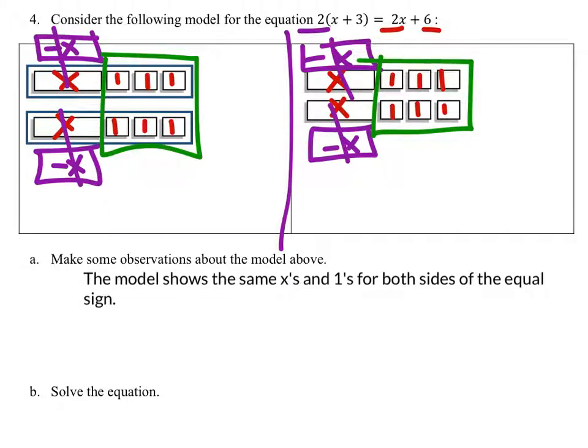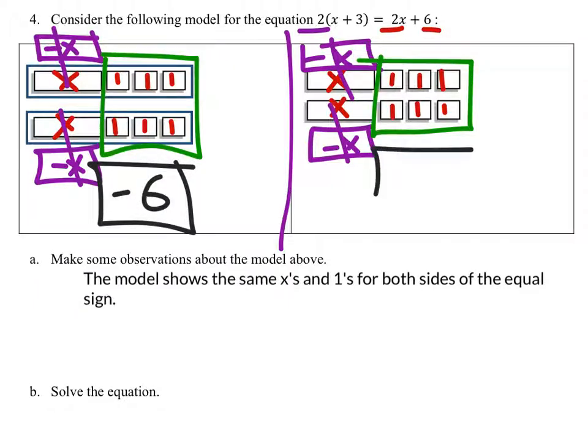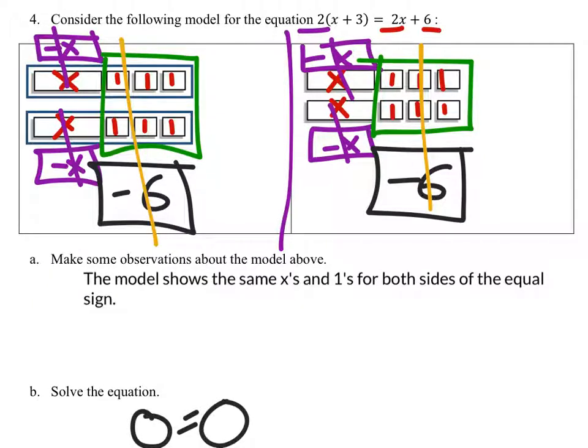Well, how do we get rid of those? Well, I would tag on a negative 6 and a negative 6. And then these cancel out as well. And we're left with nothing on one side and nothing on the other side. So as it turns out, this one has infinite solutions.